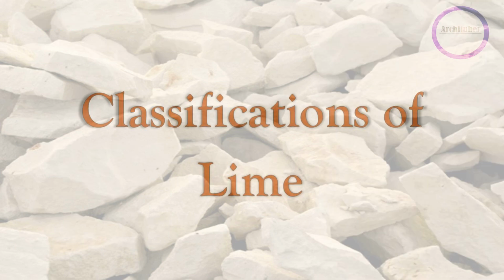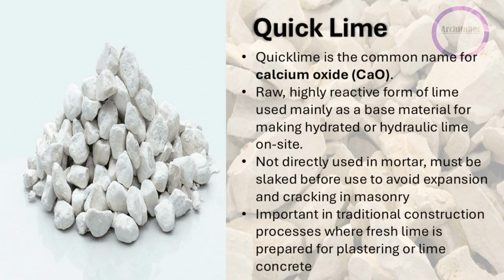Now let's discuss the classification of lime. There are three types of lime: quick lime, hydrated lime and hydraulic lime. Let's start with quick lime. Quick lime is nothing but calcium oxide.